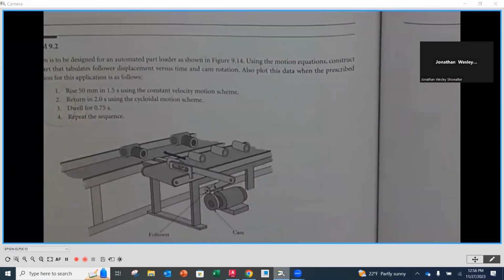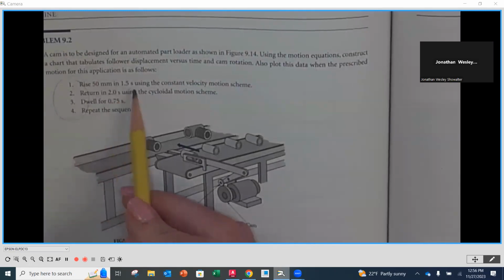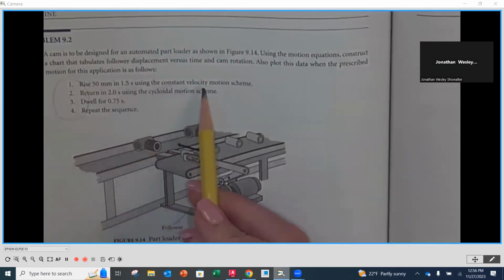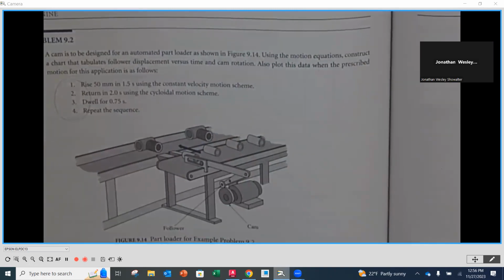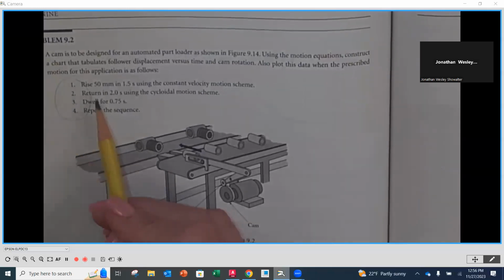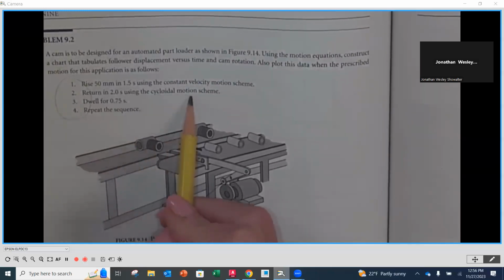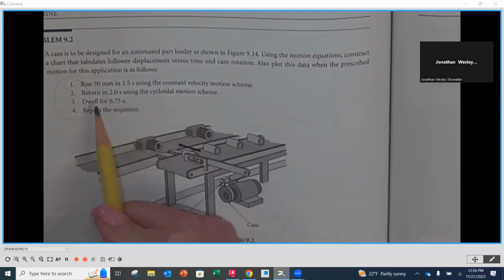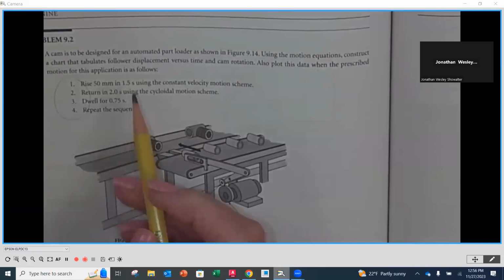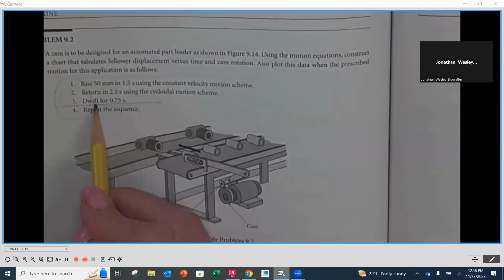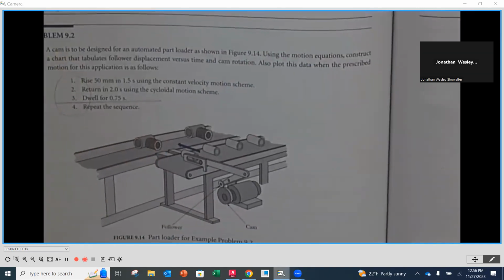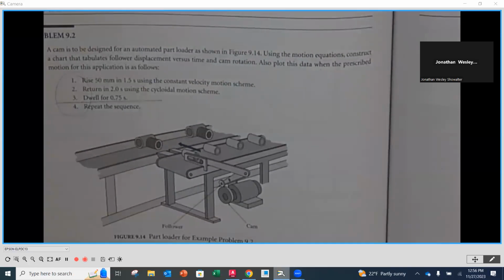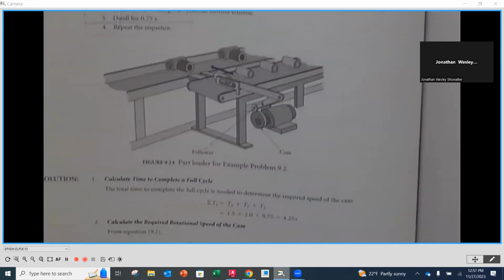So also plot the data from the prescribed motion for the application. So here are our 4 steps. We're going to rise 50 millimeters in 1.5 seconds using a constant velocity motion. Now, as I said earlier, that's not a very common one at all. But again, they probably have a low speed application or are just using it to show the process. Then we're going to return in 2 seconds using cycloidal motion. Then we're going to dwell for 0.75, and then we're going to repeat. So essentially, for our prescribed motion on our cam, we really have 3 steps here: a rise, a fall, and a dwell. So we're going to use the first 3 steps here.